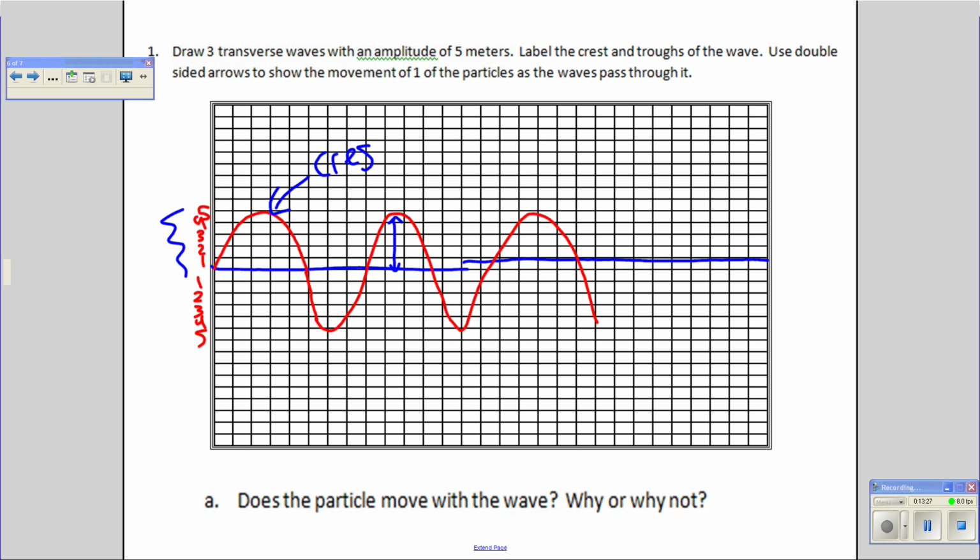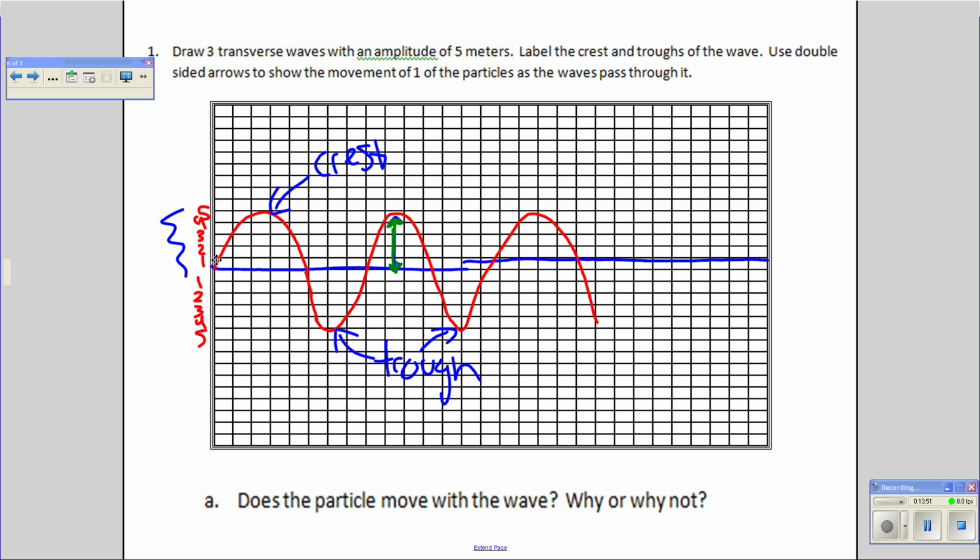Label a crest. You are a crest. You are a trough, as are you. And I use the double-sided arrow, which I'll highlight in green, to show the distance. So that's all that was needed to do for that.